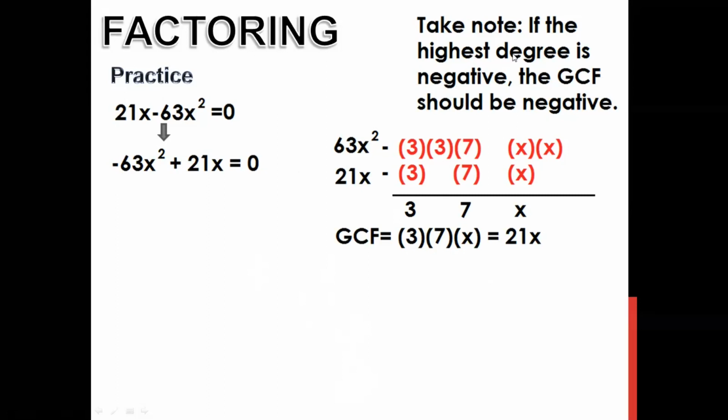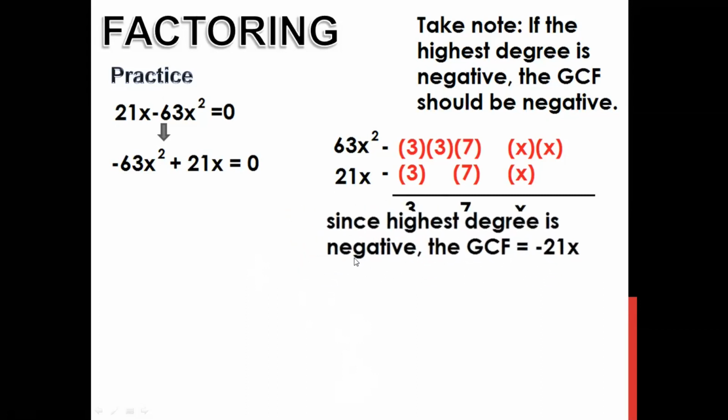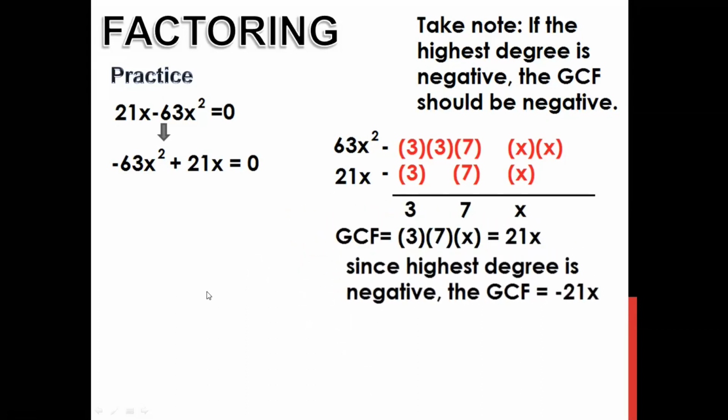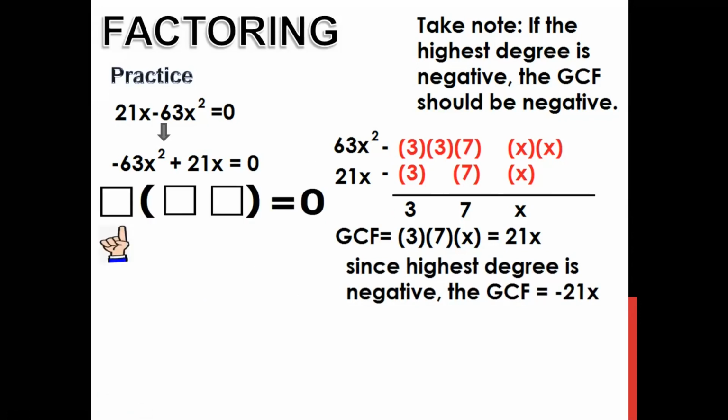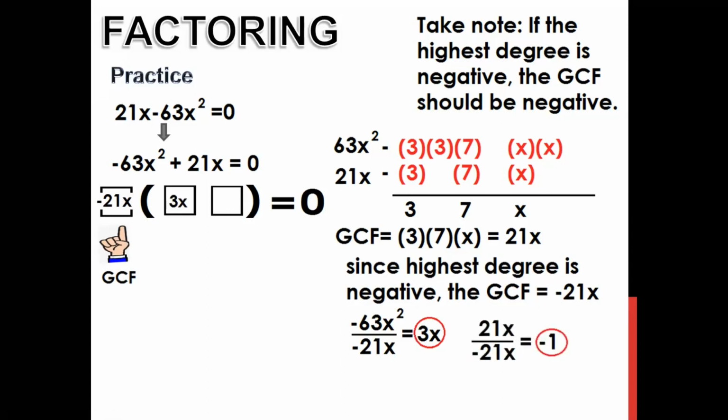I'm going to clear these drawings. Okay, since the highest degree is negative, the GCF should be negative 21x. So we will put our GCF here in the first box, negative 21x, then divide each term by our GCF. Negative 63x squared divided by negative 21x, we have 3x. Then 21x divided by negative 21x is negative 1. So the factored form is negative 21x times 3x minus 1 is equal to 0.